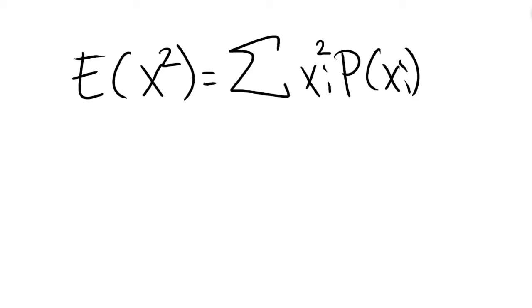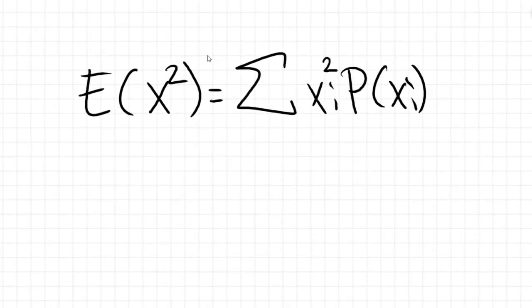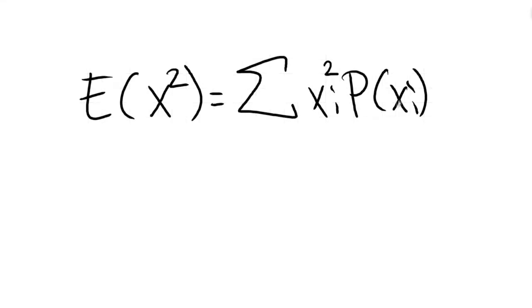So it's just that simple. You take the same formula, but you change the x to whatever is in here. But the probability will still be the same. It will still be the probability for x.